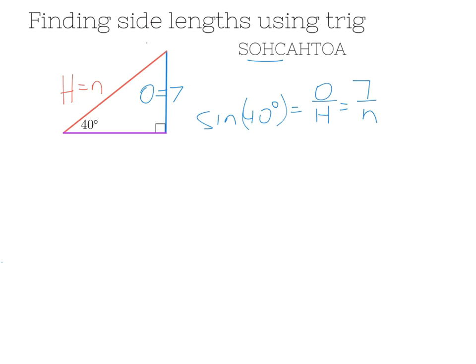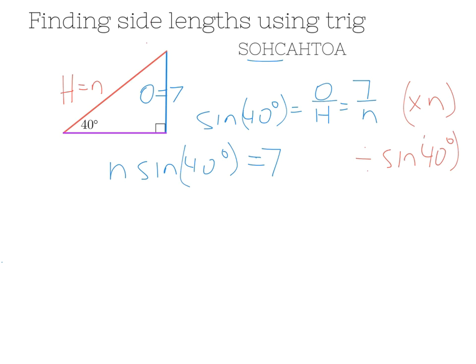To get rid of division by n, we multiply both sides by n. So we have n sine 40 equals 7. To get rid of the sine 40 from the left, we divide both sides by sine 40 degrees. So we have n equals 7 divided by the sine of 40 degrees. On a calculator, that's 10.89.